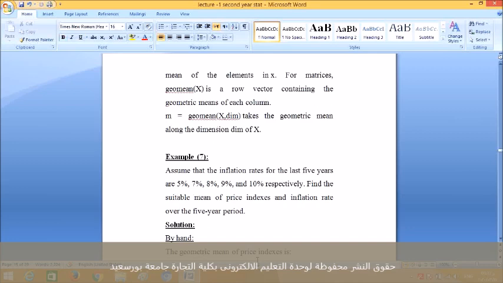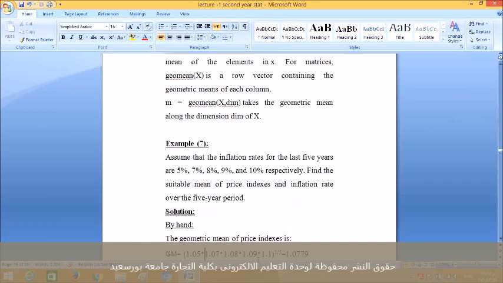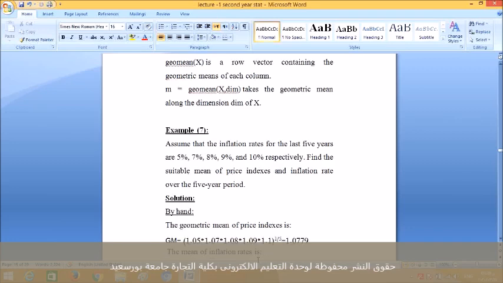By hand, the geometric mean of price indices is GM equals 1.05 multiplied by 1.07 multiplied by 1.09 multiplied by 1.08 and finally multiplied by 1.1, to the power 1 over 5. The result is 1.07, as you see.